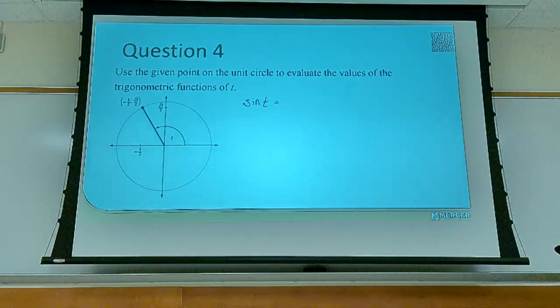Right, what's your y coordinate? So the square root of 3 over 2. Cosine is -1/2. Tangent is sine over cosine, so root 3 over 2 divided by -1/2 is negative square root of 3.